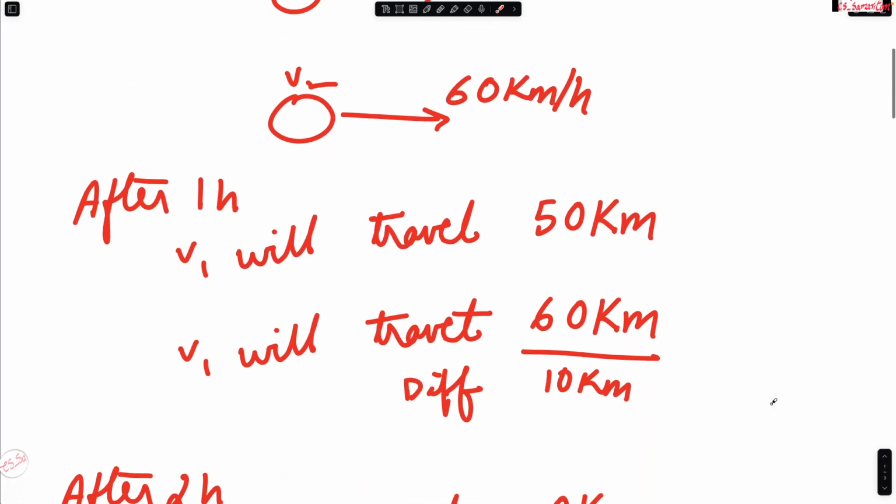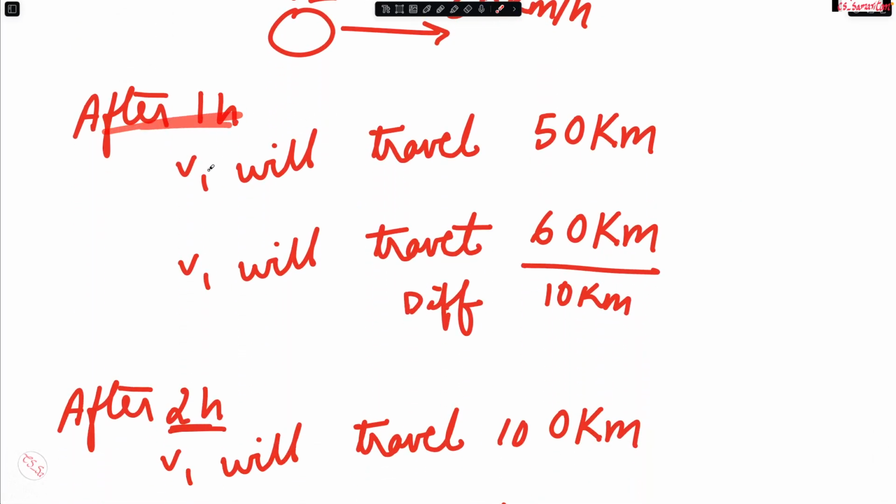So if I calculate after 1 hour, the velocity of 1 is going to give the first car a distance of 50 kilometers. The velocity of 2, sorry, the 2 is not written over here, that was wrong, is going to give it 60 kilometers. The difference between the two cars in terms of distance is going to be 10 kilometers. We want 20 kilometers, so right now we have not achieved our aim. One hour is not sufficient, so let's apply the second hour.